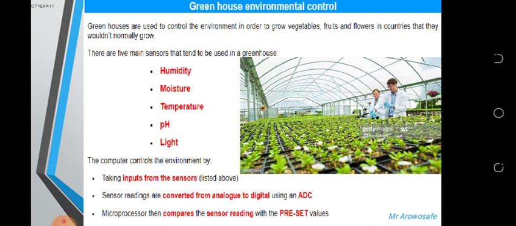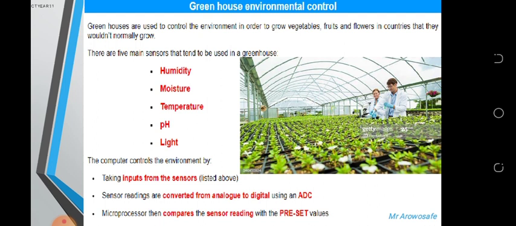Now, what do you understand by humidity sensor? A humidity sensor is a device used to measure or report both moisture and air temperature. And we all know what is called moisture. Moisture is the water content, to know the level of water, maybe in a soil.